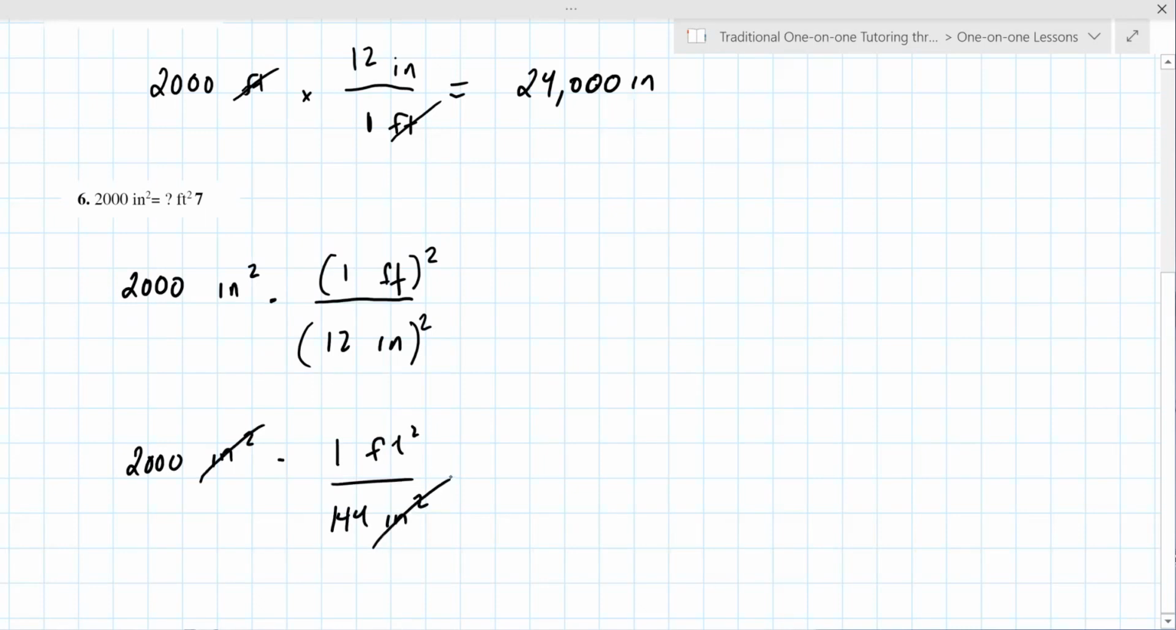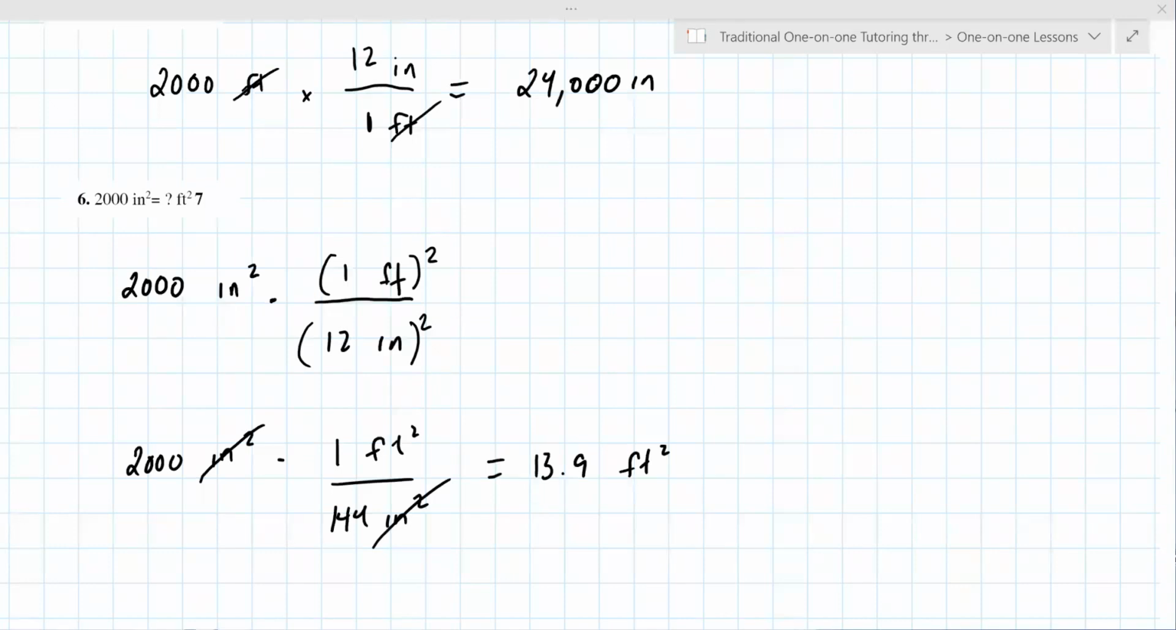Okay, but you have to square your units. It's a common thing that's forgotten when you do this. So that's 13.9 feet squared. That's the end of that one, right?